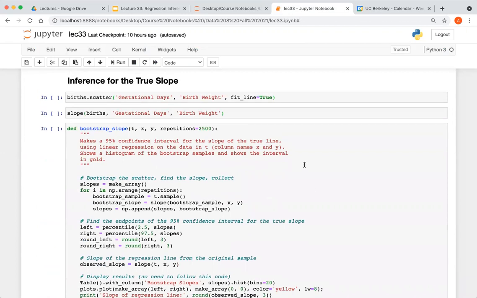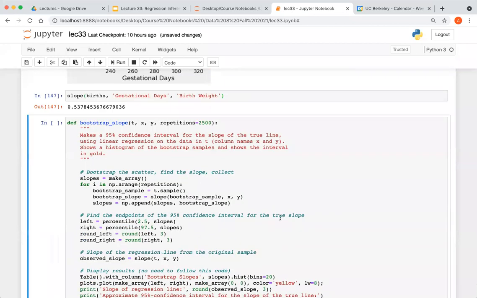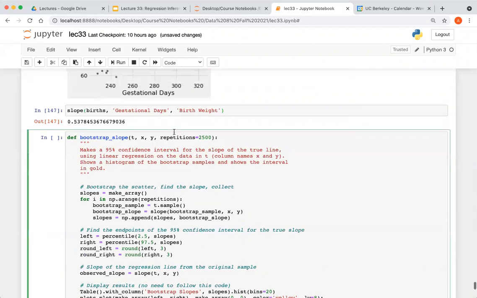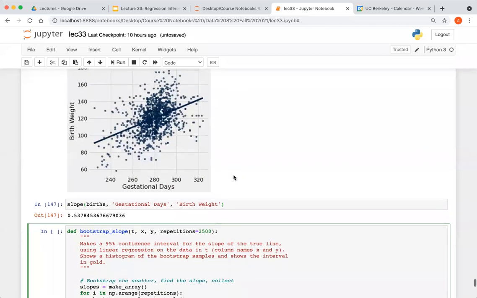This is a question that comes up quite a lot. Okay, so here's our regression. So what's the slope? 0.53 was the slope here. So 0.53 ounces per day.